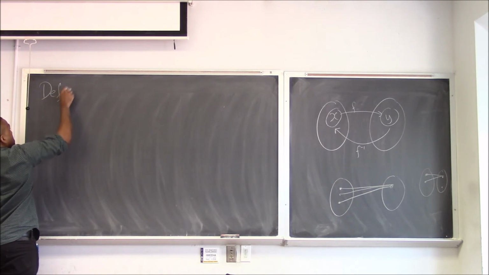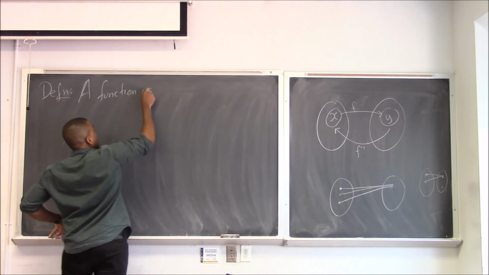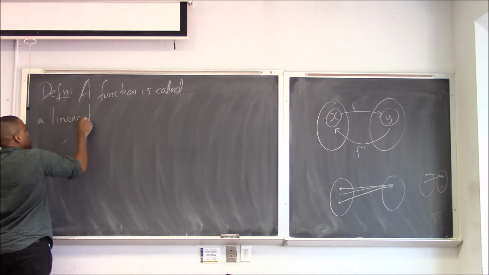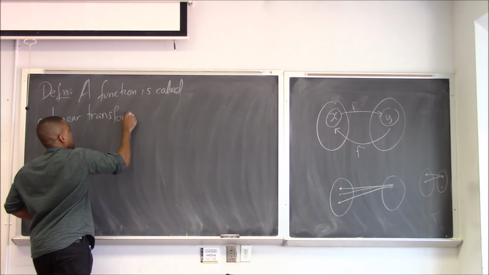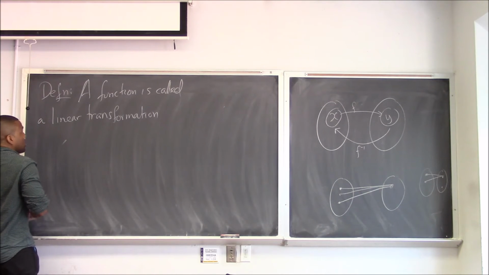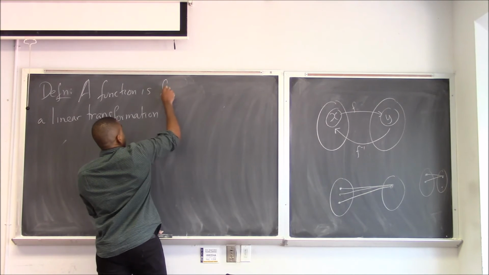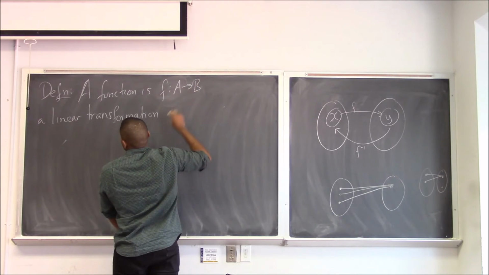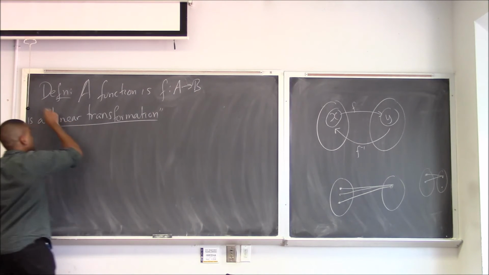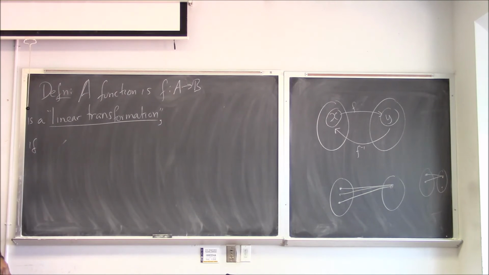Definition. A function is called a linear transformation. Function, let me give you a label. F from A to B is a linear transformation. That's a phrase that we will define now. If the following conditions hold.